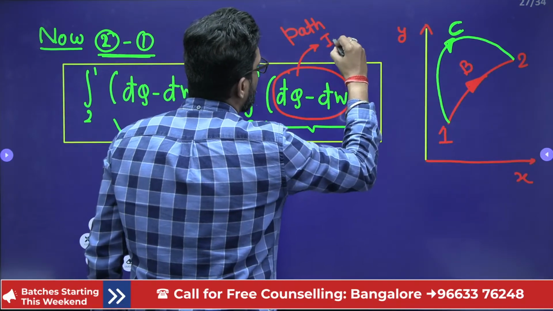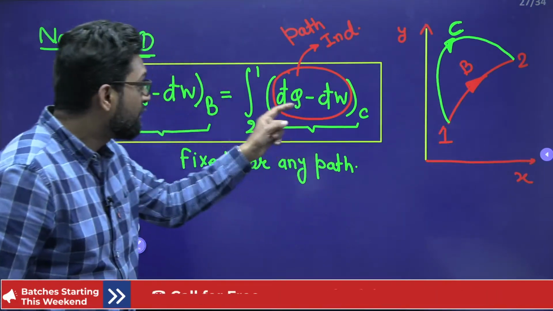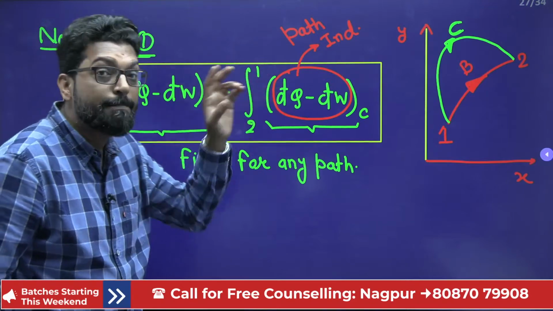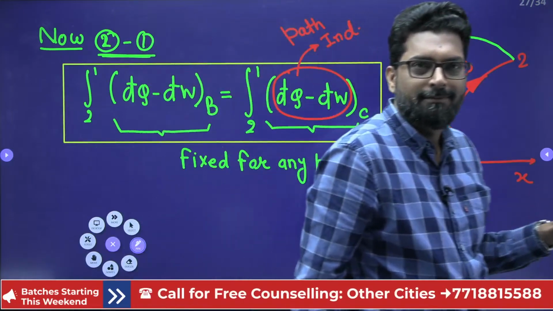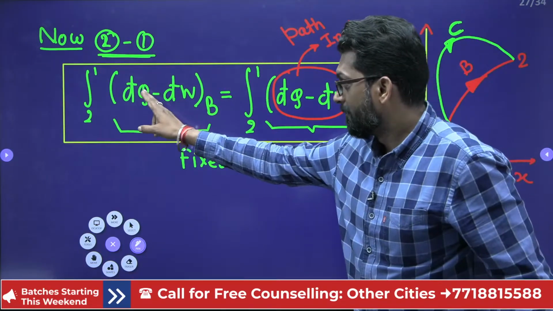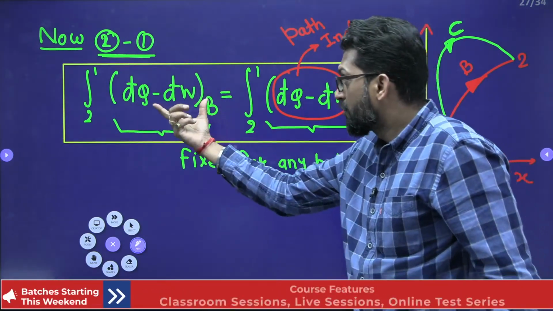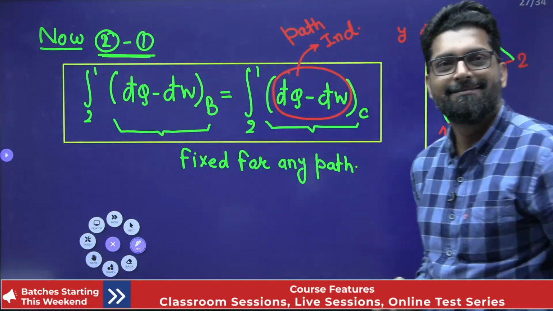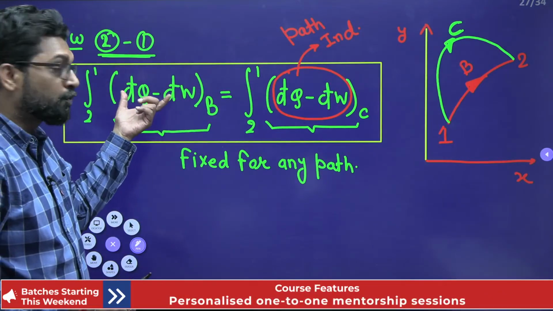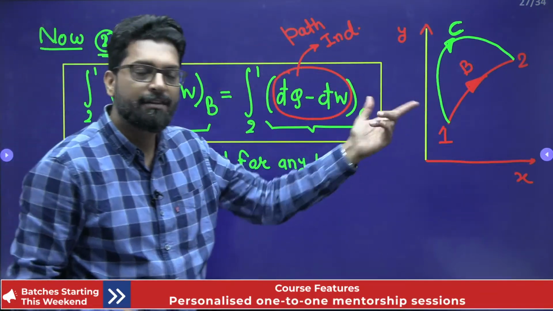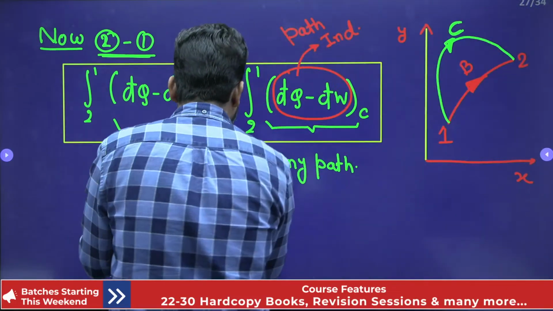That means the quantity dq minus dw is path independent. If it is path independent and only depends upon the state point, that means it is a point function. And if it is a point function, it must be a property. See the beauty. dq is a path function, dw is a path function. So if you subtract two path functions, it gives a point function. Why? Because it is independent of the path. This is the beauty.